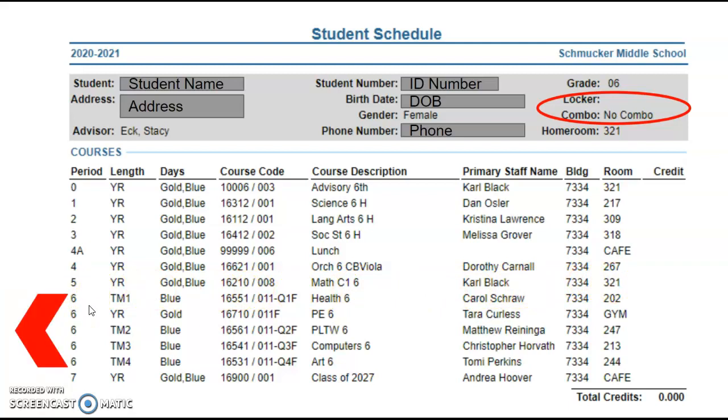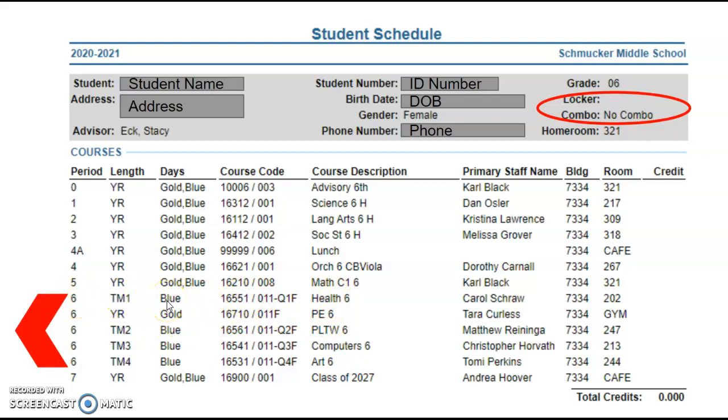And I want to talk about this for a minute because you can see there's lots of classes listed as being 6th period. So let's take a moment to talk about this. 6th grade students rotate through a series of classes along with PE. And you'll see here that it has blue and gold days designated. So what this means is that every gold day, this student goes to PE during 6th period. But the student also gets to go to health on blue days during 6th period.